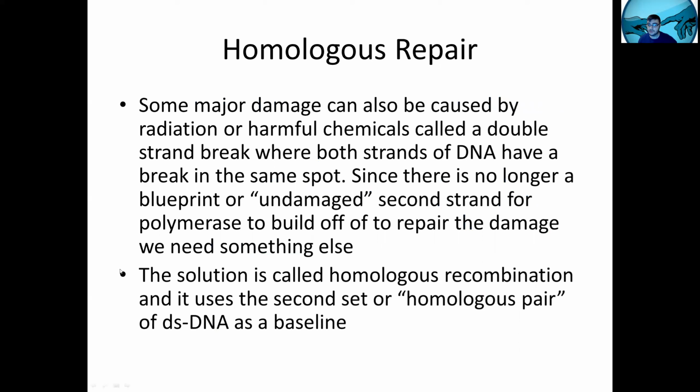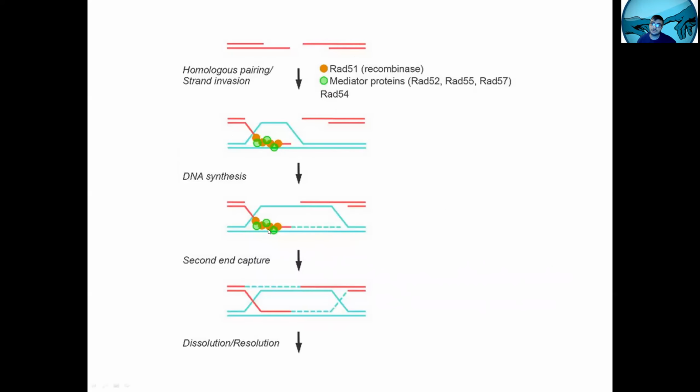So we need something else, and this solution is called homologous recombination, and it uses the second set, the homologous pair, of double-stranded DNA as a baseline. Remember, you have two homologous pairs of DNA, one from your mother, one from your father. That's just how all organisms work, right? So you have this double-stranded DNA, and it had a break, as you can see right here. And you have this homologous recombination. You have these mediator proteins, but again, you don't have to memorize these at all.